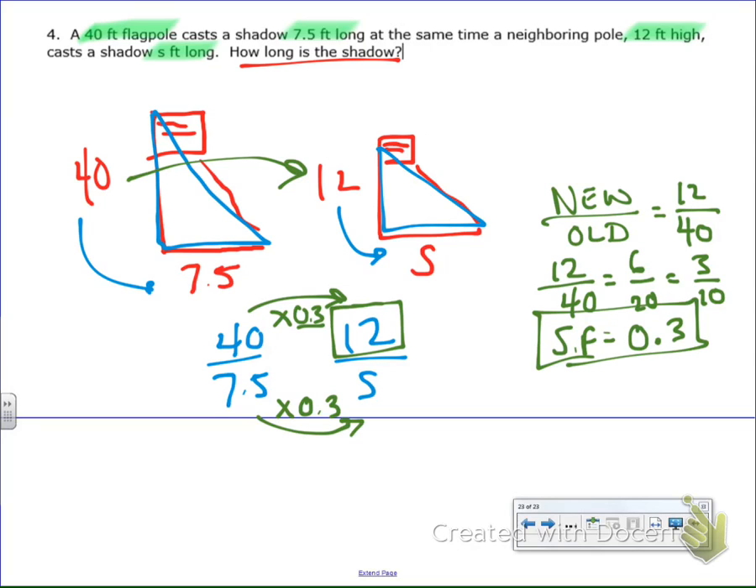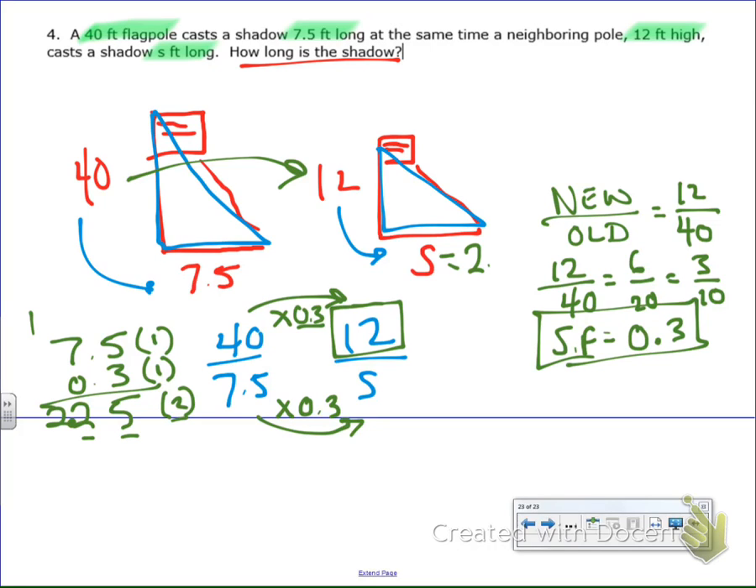So let's do some quick math off to the side. 7.5 times 0.3, well, 3 times 5 is 15, carry my 1. 3 times 7 is 21 plus 1, which is 22. I have one digit behind, so I need two digits behind my decimal point. Remember our decimal multiplication. So that's going to give me 2.25 feet.